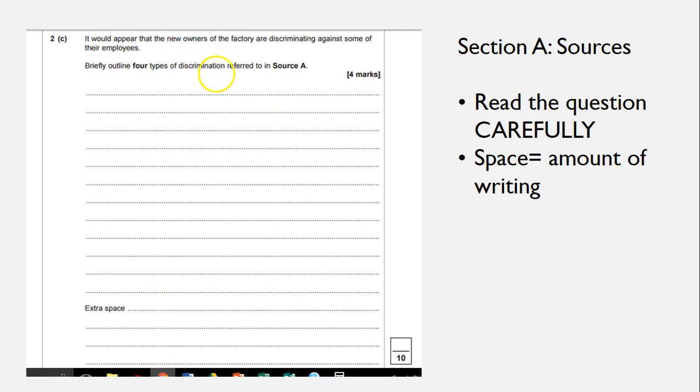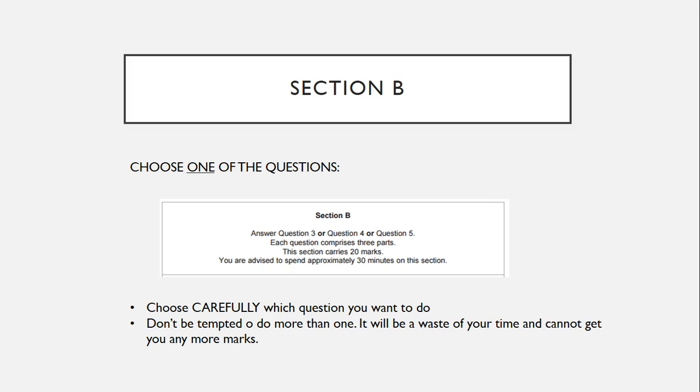So in this example from last year's exam, it says that you should outline 4 types of discrimination. They're not going to give you 4 marks unless you give 4 types. So make sure that you read the question carefully, and also you check how many marks that they're worth, so you know that you can spend that amount of time. You can see here the lines. Don't write outside of the lines because your paper is going to be scanned by a computer and it won't be able to scan outside the lines.